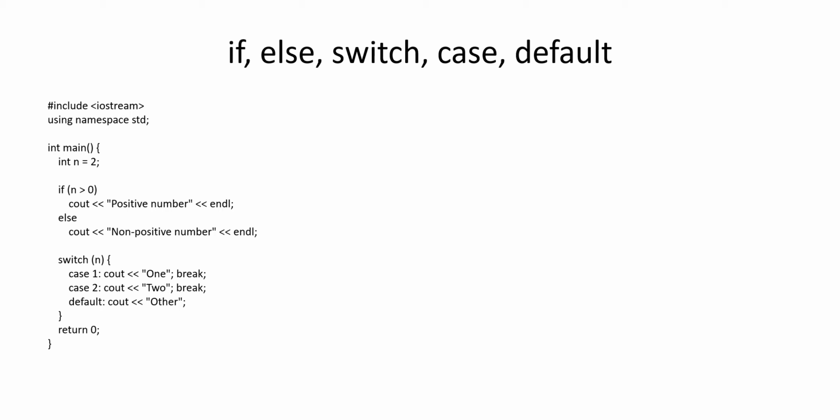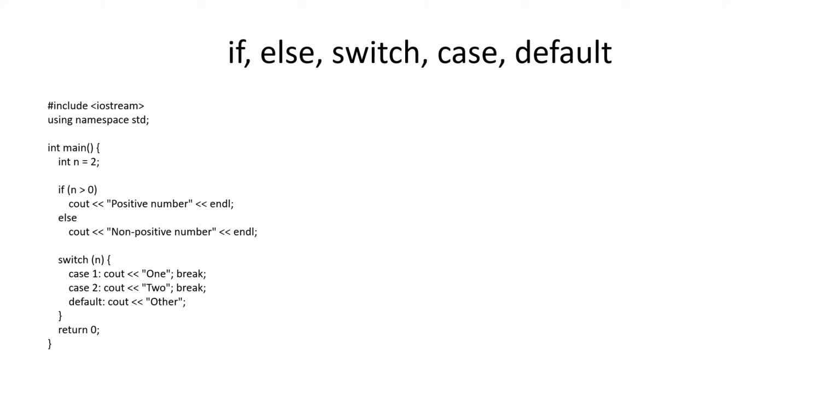This if else block demonstrates conditional execution. If the condition is true, the first statement executes. Otherwise, the else block runs. This structure allows programs to make decisions based on runtime values.